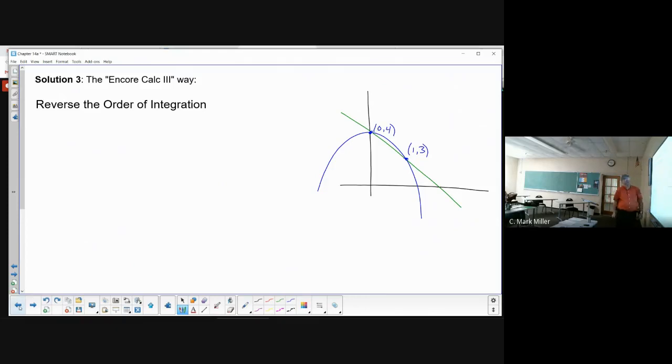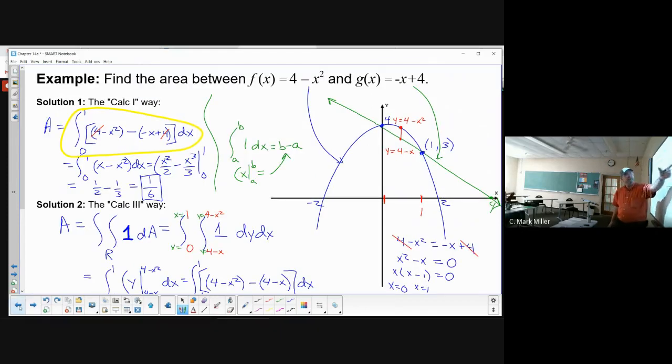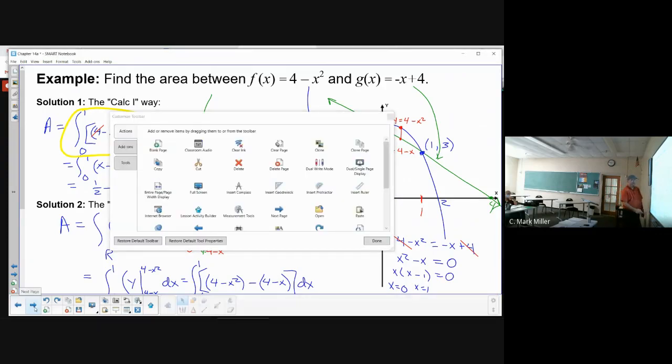Notice this way we did this little red bar up and down. We did it in the y direction first. Why couldn't we do it in the x direction first? We could. So that's the other way I want to show you.